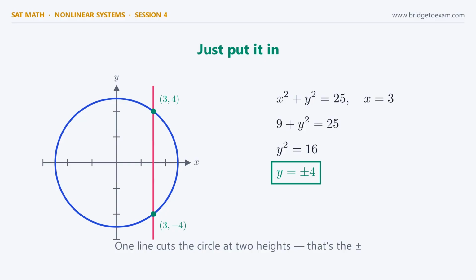2 solutions: (3, 4) and (3, -4). And geometrically, that's exactly right. The vertical line x equals 3 slices through the circle at 2 heights, one above the axis and one below. The whole problem took one substitution, because we didn't fight it. And notice, if you'd forgotten the plus or minus, you'd have thrown away half the answer.